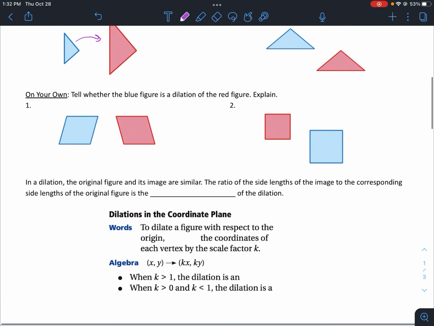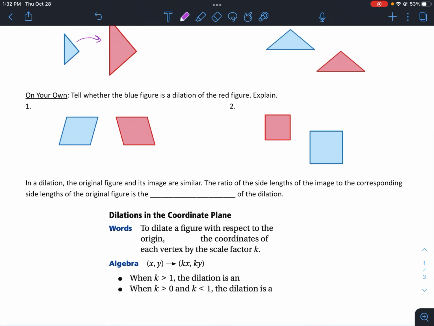Okay, in a dilation, the original figure and its image are similar, not congruent. Why? Because the corresponding sides are larger or smaller. The ratio of the side lengths of the image to the corresponding side lengths of the original figure is the scale factor of the dilation.